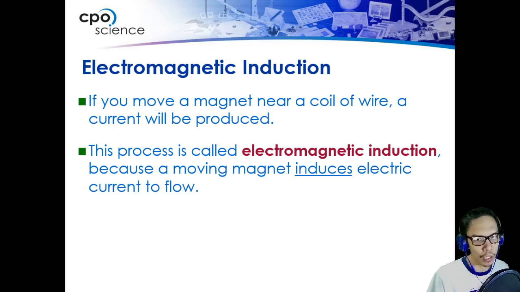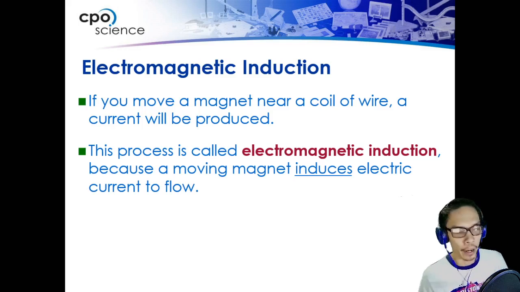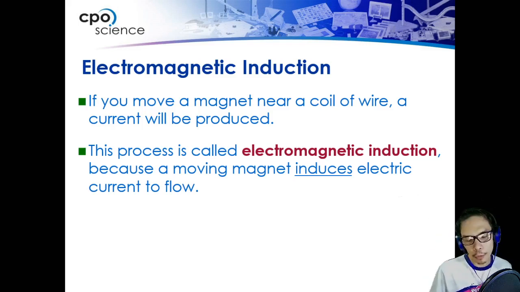Now, what do we mean by induced? Induced means to produce something from something. From what? From a moving magnet. What is that something? That is the current. When you move that magnet relative to a conductor, you produce a current. And before the current, you have voltage first, then the current will flow afterwards.